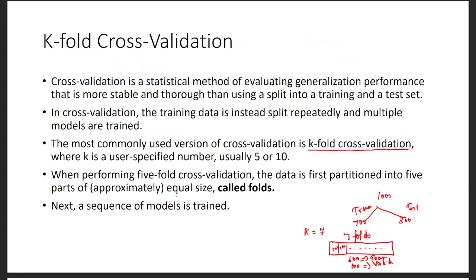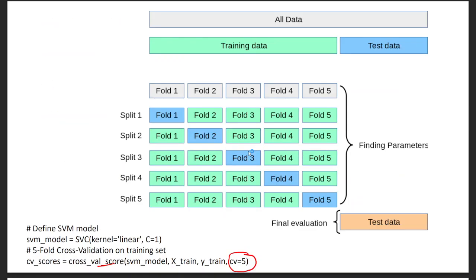So next is cross validation or k-fold cross validation. Cross validation solves the instability of the holdout method. Instead of one random split, the training data is split repeatedly and multiple models are trained to get a much more stable and thorough evaluation. So how does it work? If you see here, the data is partitioned into k equal parts, like 1 2 3 4 5. So if you see cv, that means k is equal to 5.